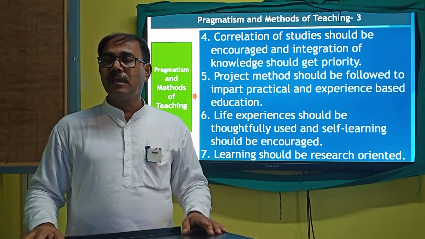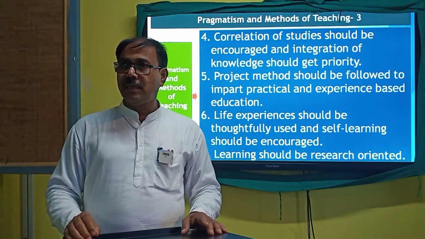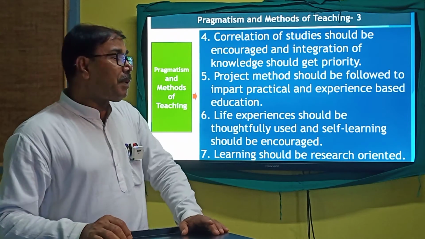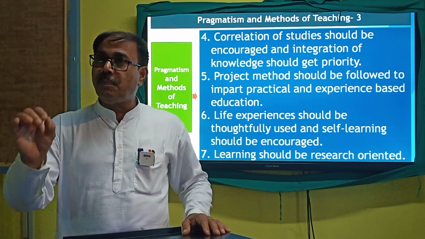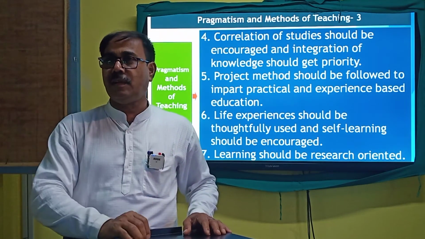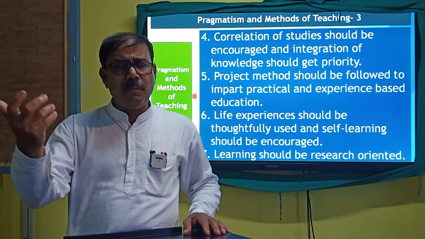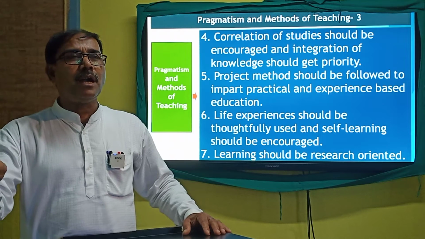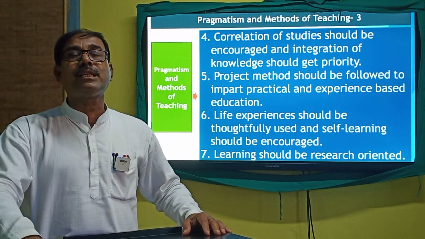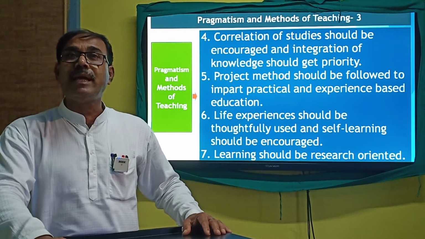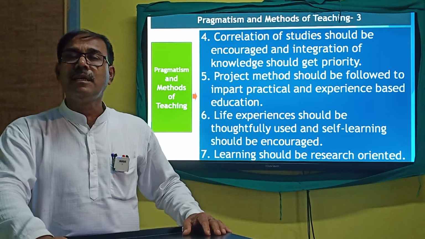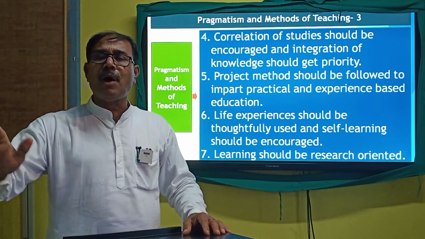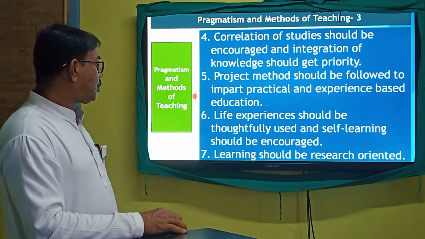Therefore, friends, in the teaching process, teaching should be quite research-based. And research-based means teaching should be quite scientific and practical. Students are to be engaged in the process of learning by applying their own intellectual capabilities and mental potentialities, intuition, insight, and all types of higher mental attributes.